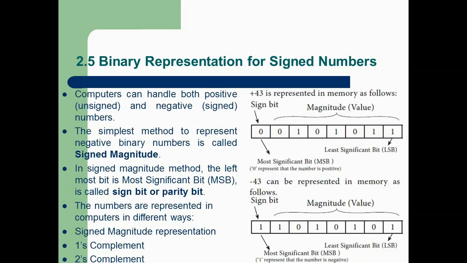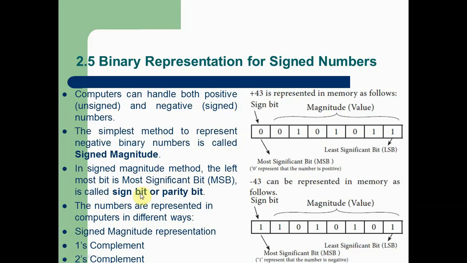So the next method is binary representation for signed numbers. Of course, a computer can handle both positive and negative numbers. In simple terms, if you are using a positive number, then when you convert it to binary, the binary digit for the MSB should be 0. The simplest method to represent a negative binary number is signed magnitude. In signed magnitude, the leftmost bit, that is the MSB, is called the sign bit or parity bit. This bit represents the sign of the given number.